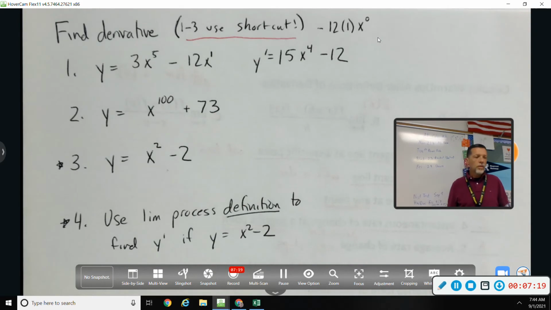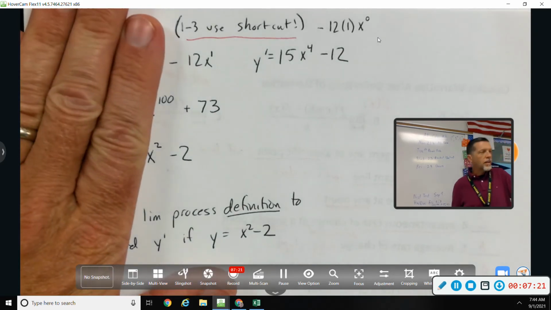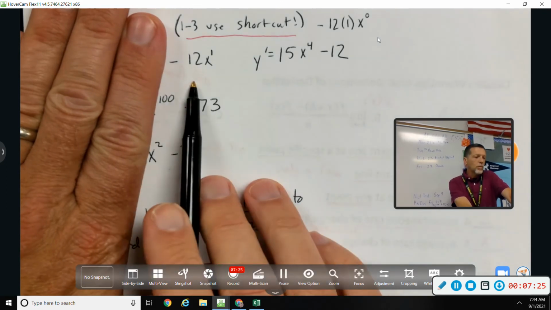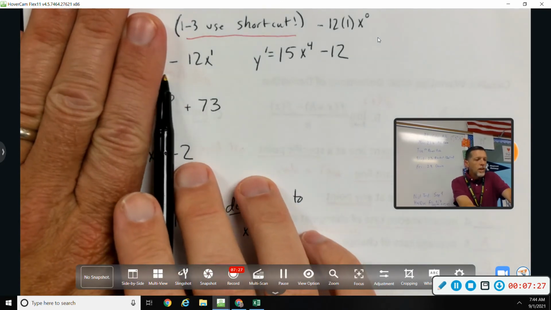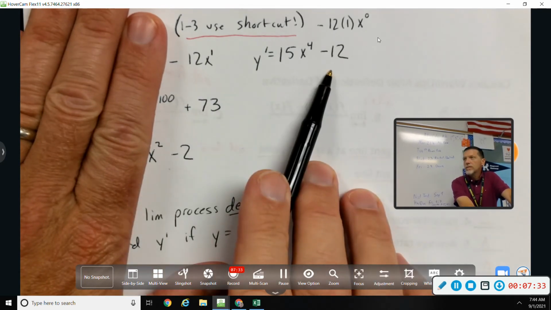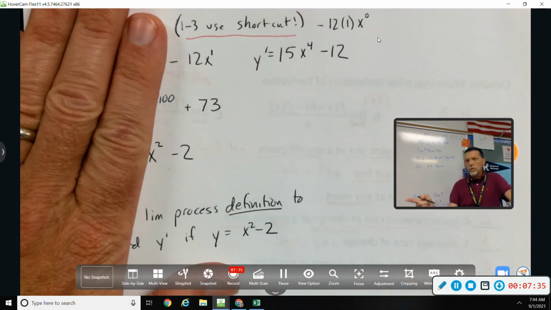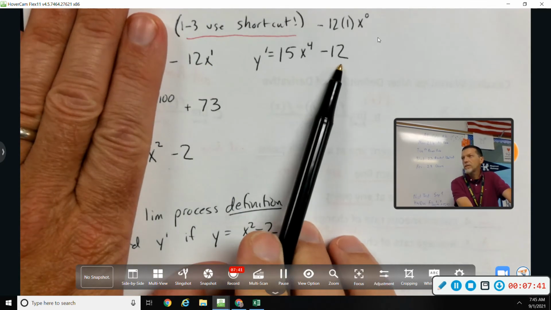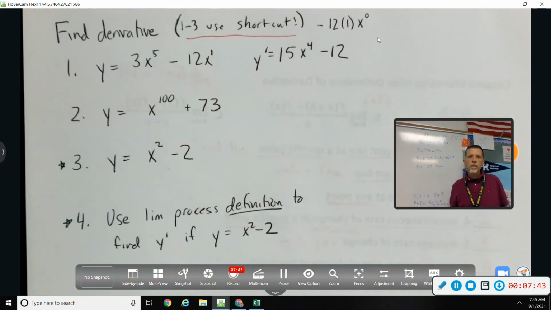The other way to look at the derivative of negative 12x is not really the power rule, but think derivative means slope. If I'm looking at y equals negative 12x, the slope of that's negative 12. So my answer is negative 12. So you can do the power rule part, which is what Sarah explained, or you can just think, well, that's a line with slope negative 12, so the answer is negative 12. Either way.